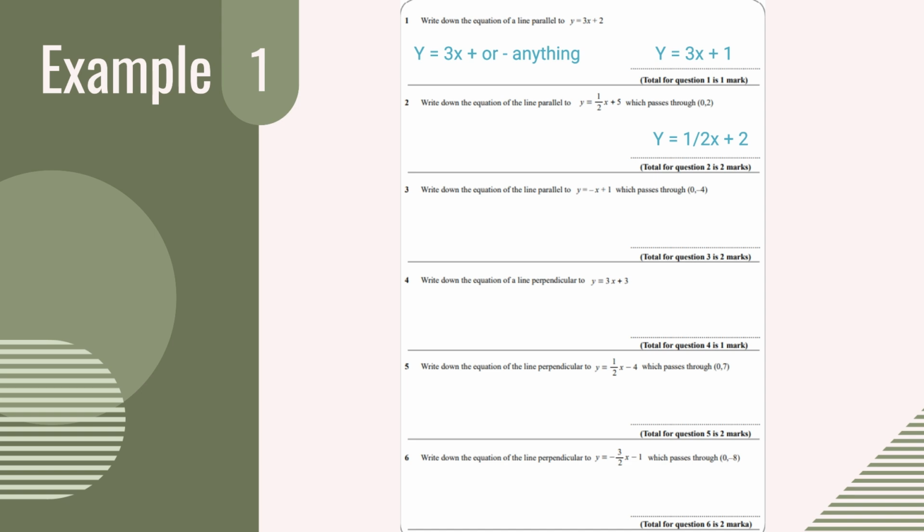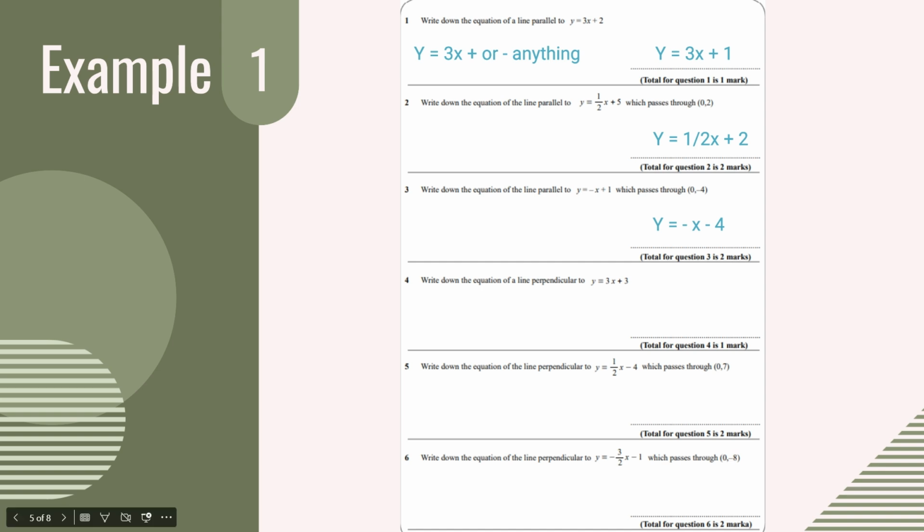Now in our third question, we're asked to write down the equation of the line parallel to y equals minus x plus 1, which passes through 0, minus 4. So here, the coefficient of x is still going to be -1 as it's parallel, but it's going to have the y-intercept of -4 as it passes through the point 0, -4.